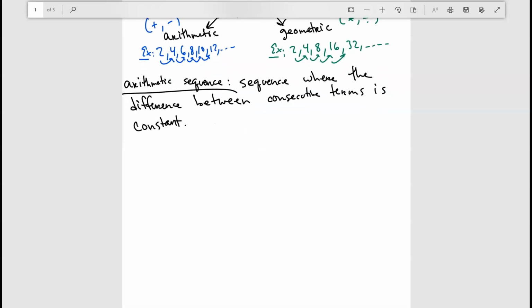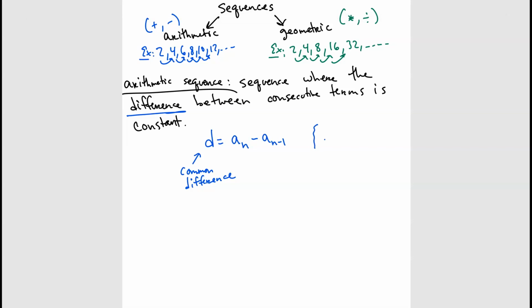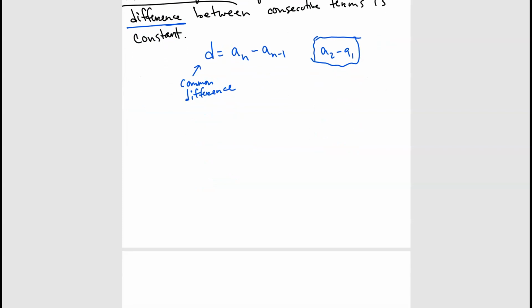Okay? So this difference that we have here, we're going to call it D. This is what we're going to call the common difference. And the way that we figure out this common difference, we just take one of the terms and subtract the previous term. That will give us the common difference. So one way that you can think about it is just A2 minus A1, the second term minus the first term. That will give us the common difference.